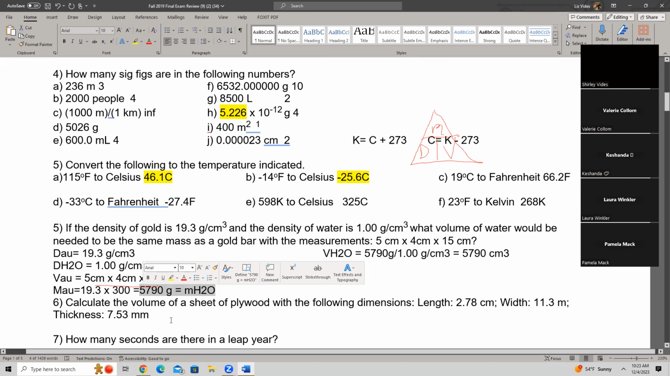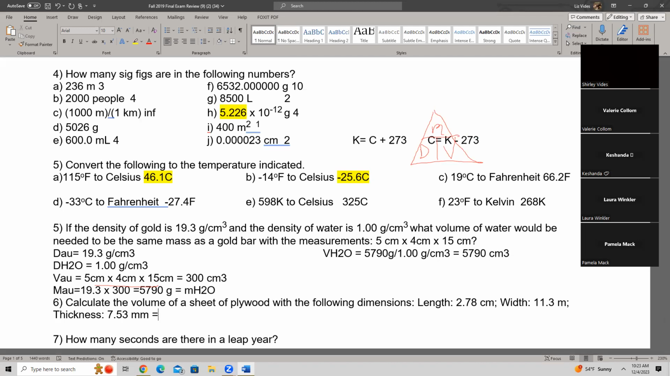All right, now look at this next one. It says calculate the volume of a sheet of plywood with these dimensions. What's wrong with these dimensions? We can't multiply them, can we? Because they're apples, oranges, centimeters, meters, millimeters. Exactly. So we can't.